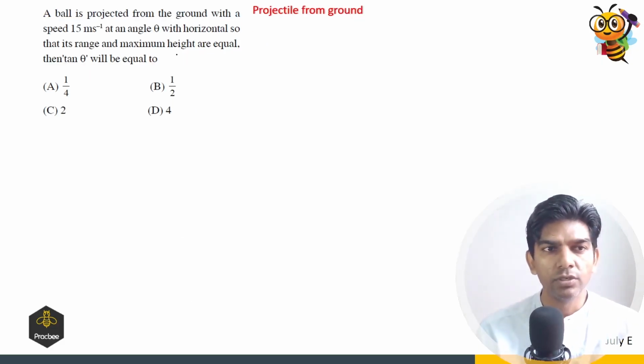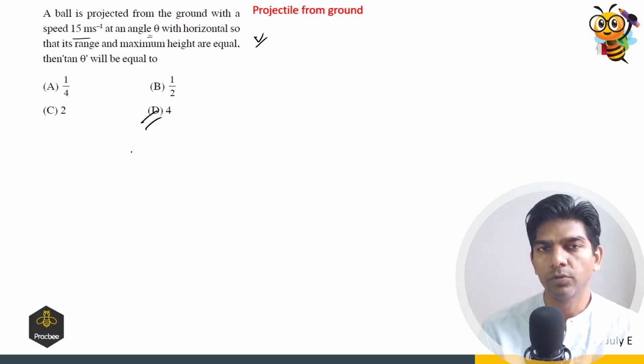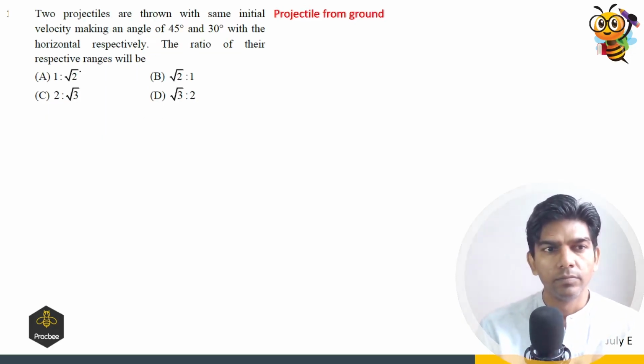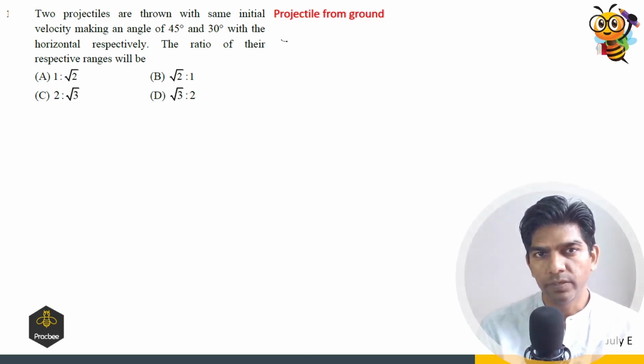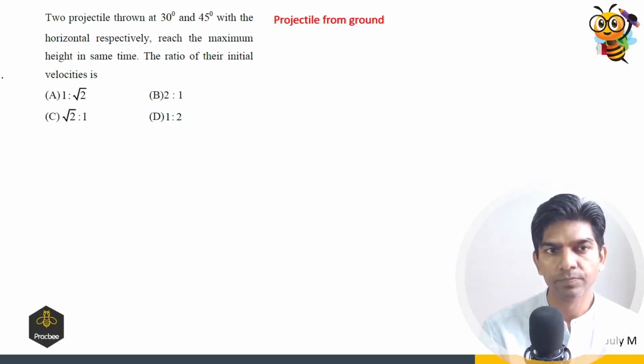Now let us see this question. A ball is projected from the ground with a speed of 15 meters per second at an angle of theta with the horizontal, so that its range and maximum height are equal. We have done the same question. Option D is the right answer. This is the same question we have done, right? So you can do this as homework. Option 3 is the right answer for this.